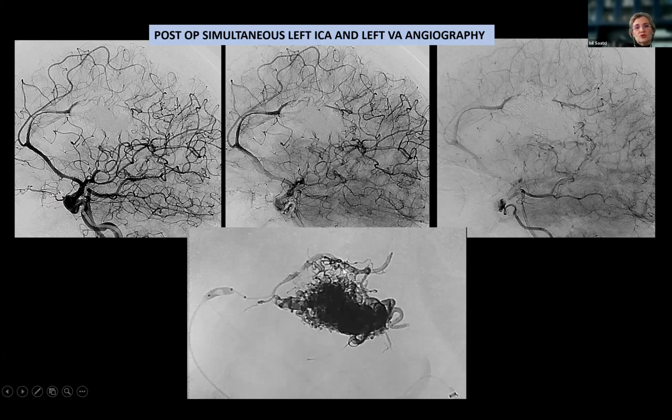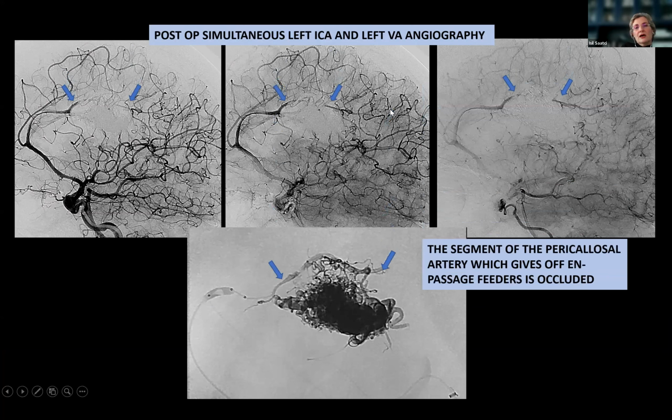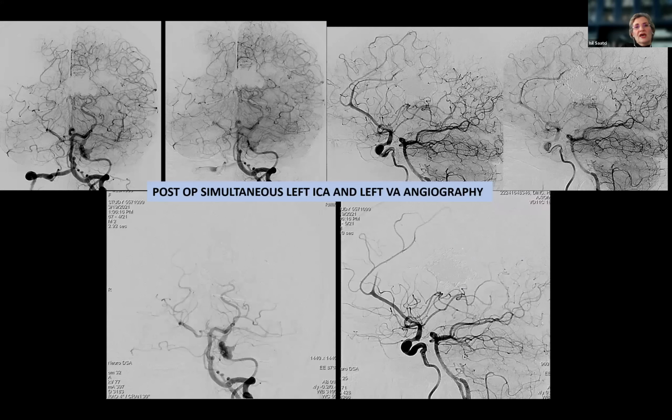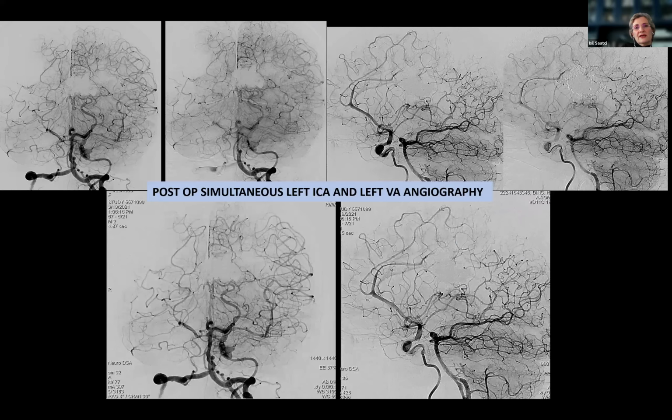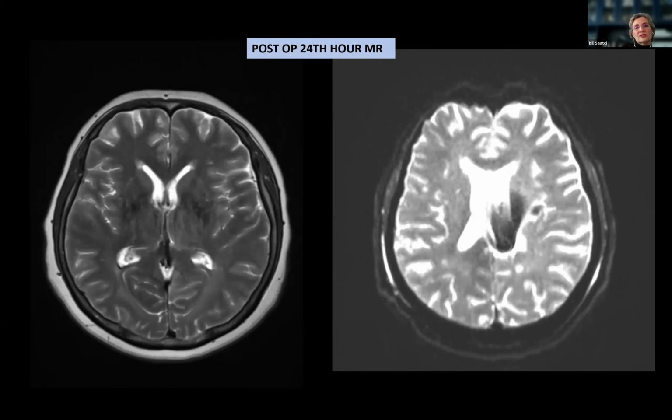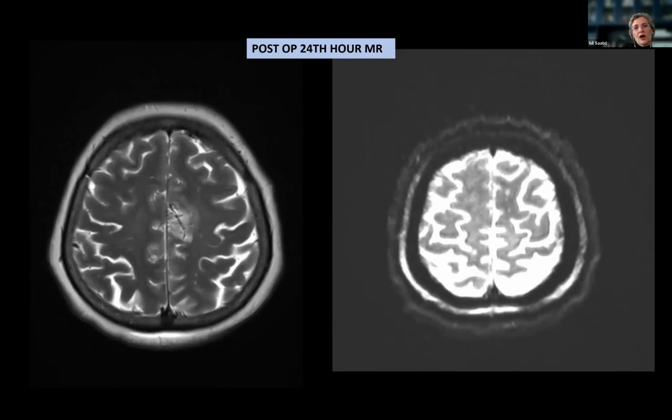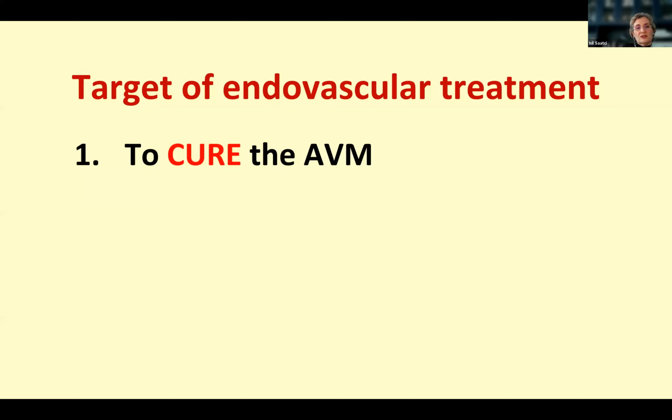We were able to cure the AVM. You see the distal part of the pericallosal artery was filling in a retrograde fashion, no capillary defect, and the part giving the unpassable vessels is occluded. And this is the end result. And you see the postoperative 24-hour MRI on this patient.